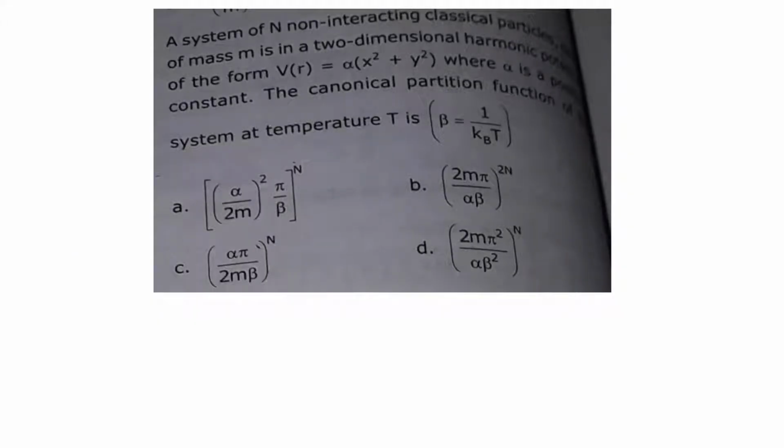A system of n non-interacting classical particles of mass m is in a two-dimensional harmonic potential of the form given here. Alpha is just a positive constant. The canonical partition function for a system at temperature T is what?